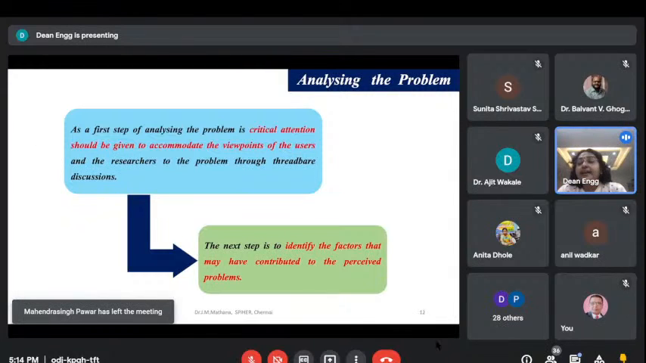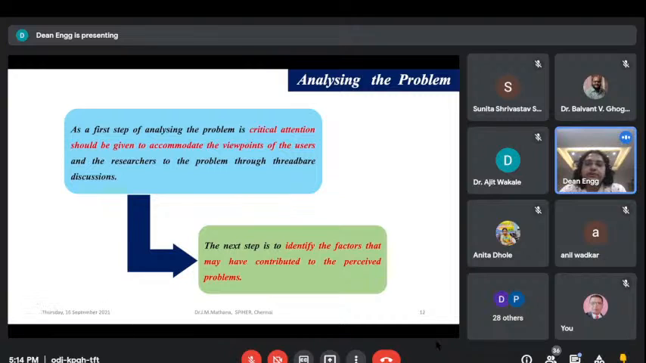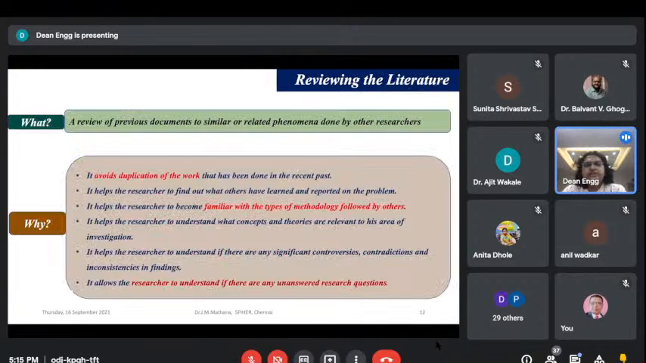Then next one is analyzing. Analyzing means each researcher should give good attention to the viewpoints of the other researchers who have done their research in the same area. Okay, that's very important. The second step is to identify the factors that may have contributed to the perceived problem. So next one is literature review.